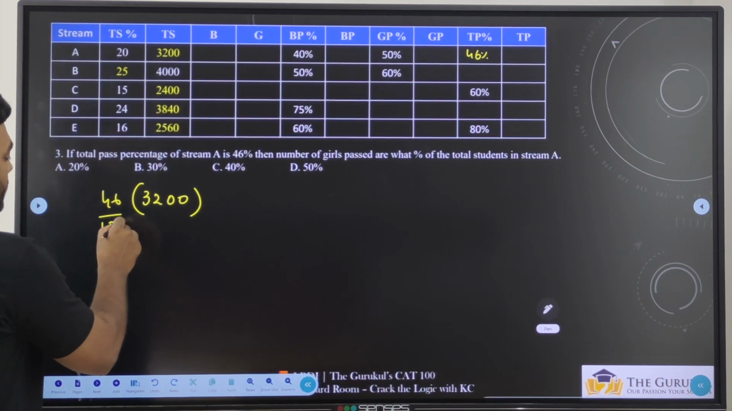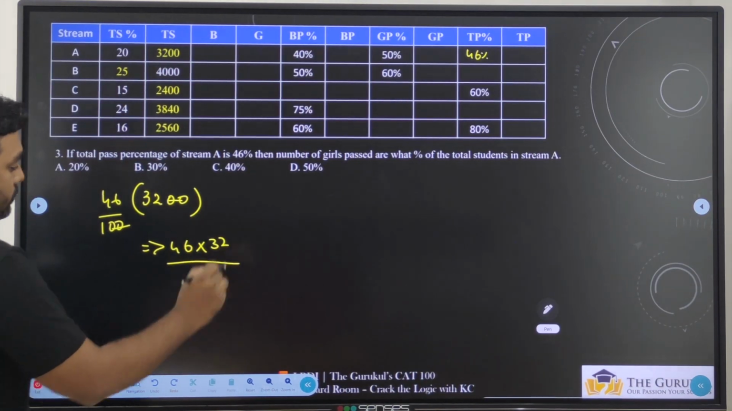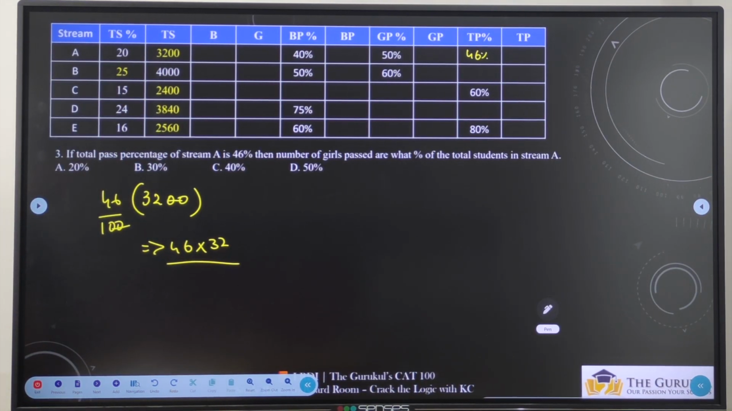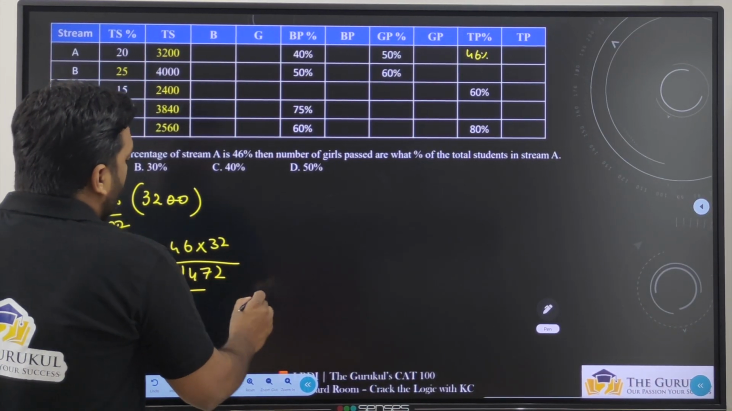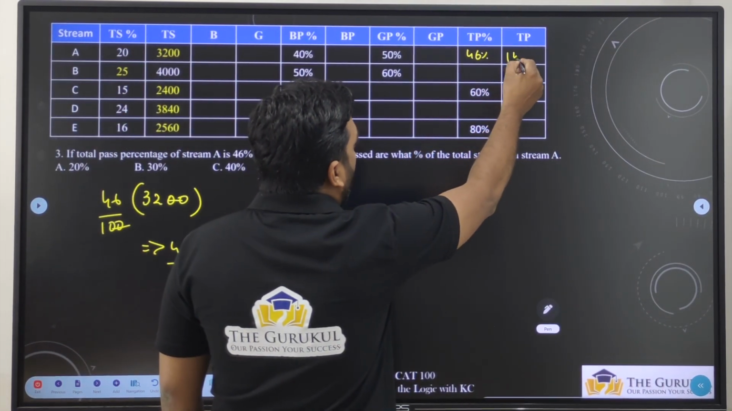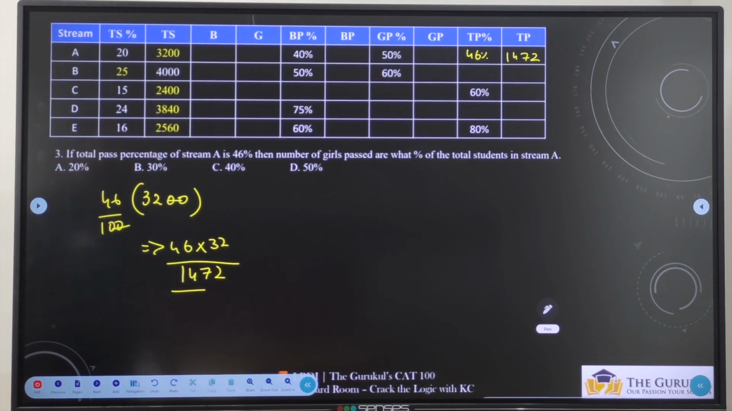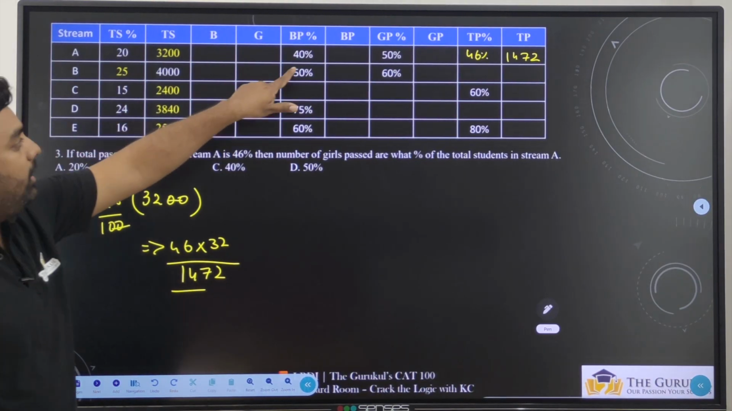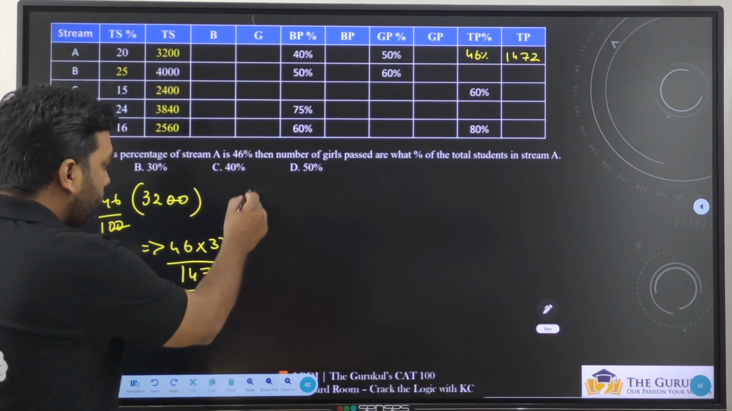So 46 by 100, which will be equal to 46 into 32. So what will come here? Perfect, which is 1472. So 1472 people passed the exam. Now that 1472 people should be equal to 40% of boys plus 50% of girls.